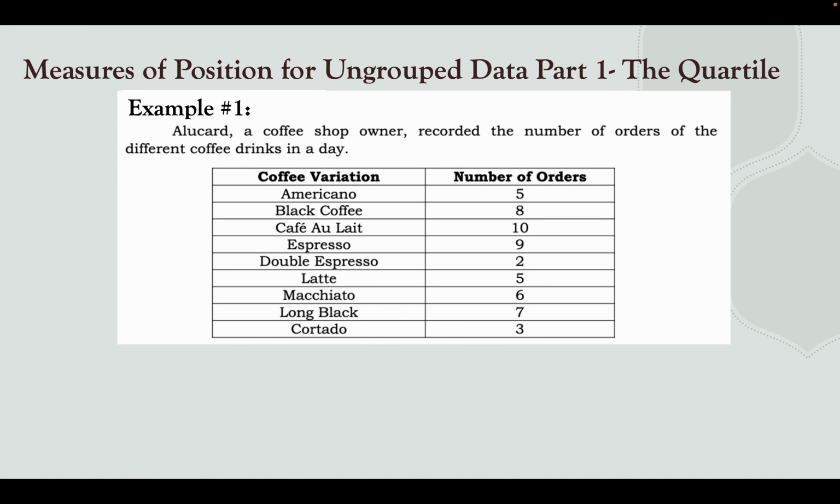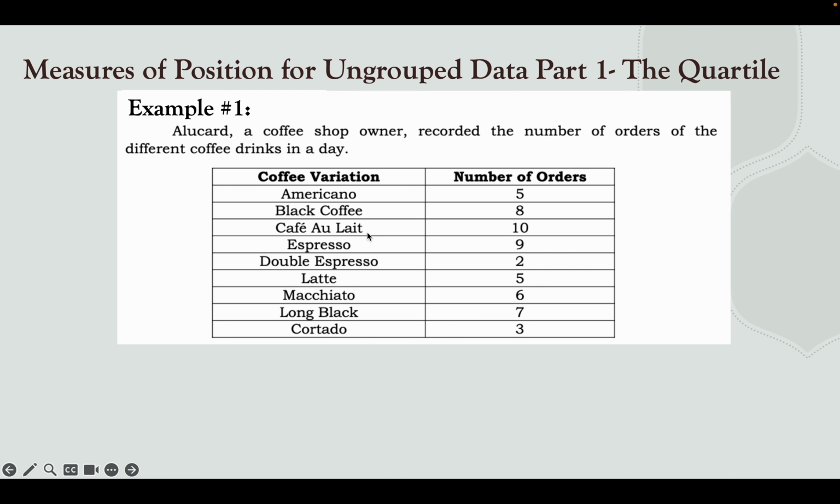So let's have example number 1. Alucard, a coffee shop owner, recorded the number of orders of the different coffee drinks in a day. So we have here the coffee variation and the number of orders. Americano, we have 5. Black coffee, we have 8. Cafe, we have 10, espresso we have 9, double espresso we have 2, latte we have 5, macchiato we have 6, long black we have 7, and cortado we have 3.